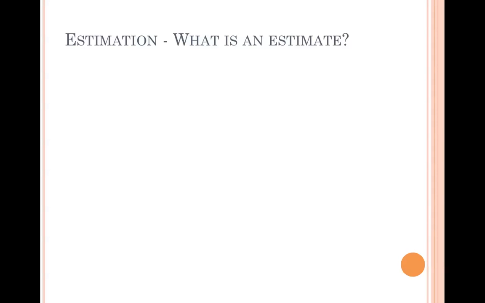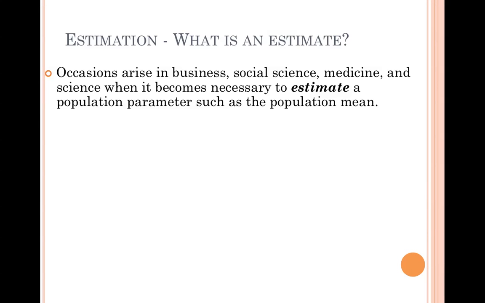So let's begin our discussion on estimation by defining an estimate. Occasions arise in business, social science, medicine, and science when it becomes necessary to estimate a population parameter such as a population mean. Let's remember the definition of a parameter was a number that describes the characteristic of a population. So the population mean is a population parameter.